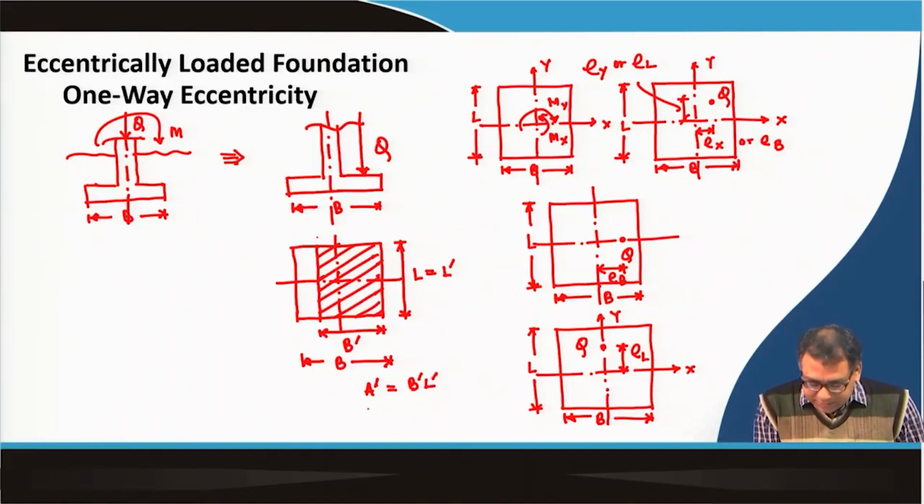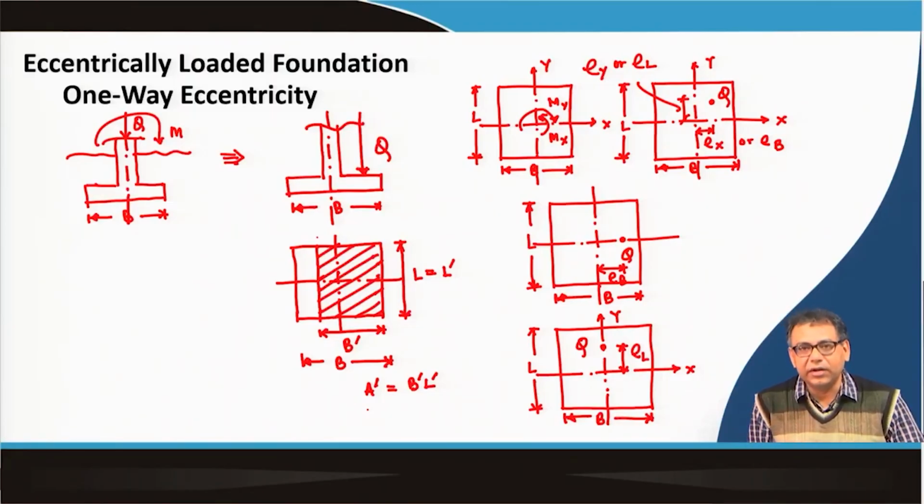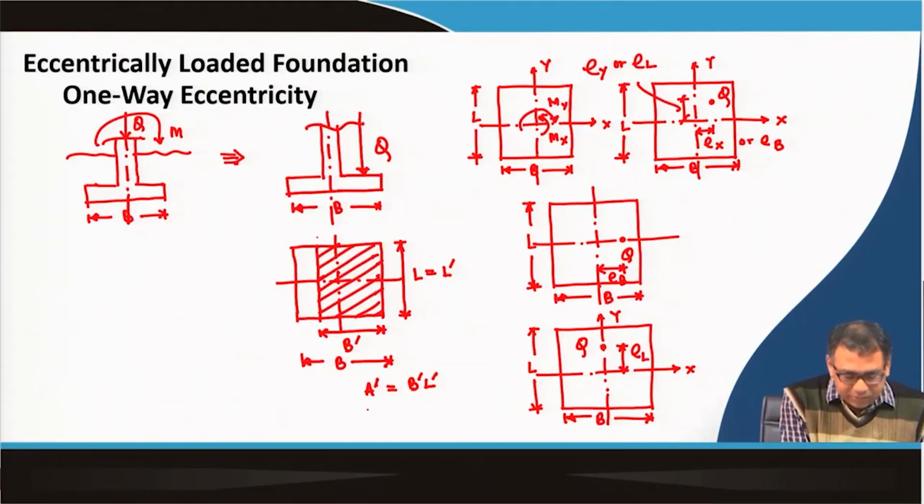Okay. And the initial area, the original area, was B into L. Now, when we calculate the bearing capacity and the other factors, we have to consider this effective area. I have discussed in my previous lectures that as per different theories, the different factors we have to calculate by considering either A or B or A dash and B dash. Those things are mentioned.